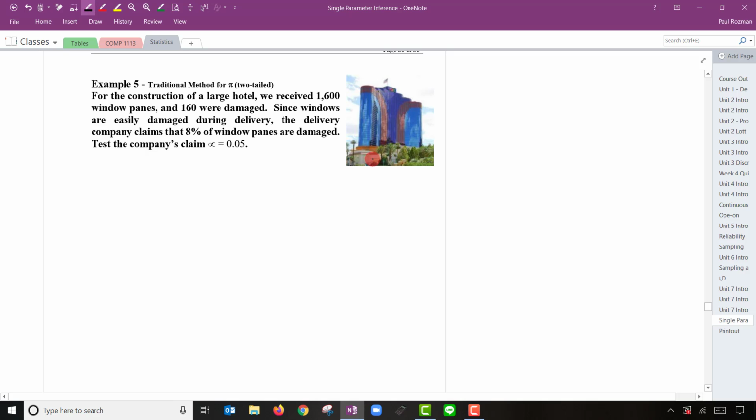So here's a little example. We're constructing a large hotel, and we received 1,600 window panes. Of those, 160 were damaged.